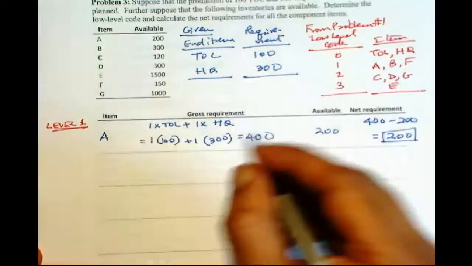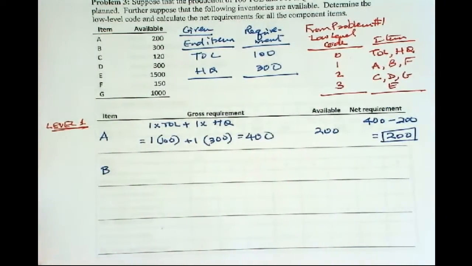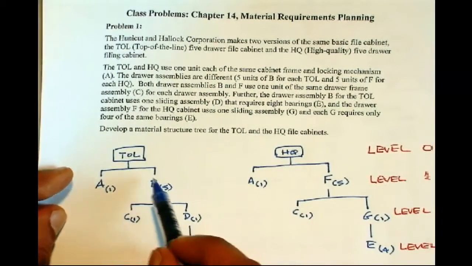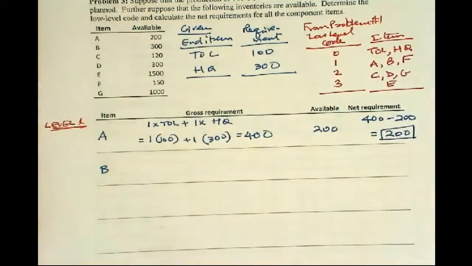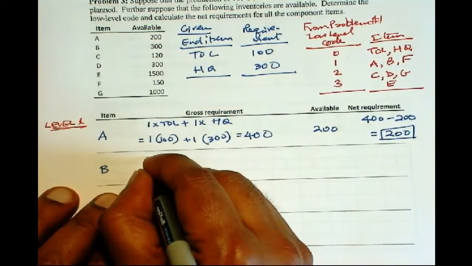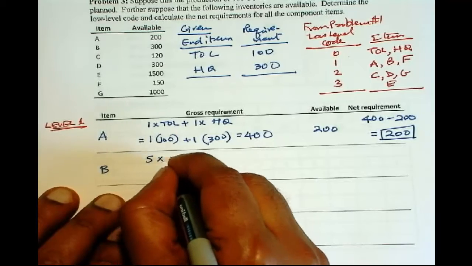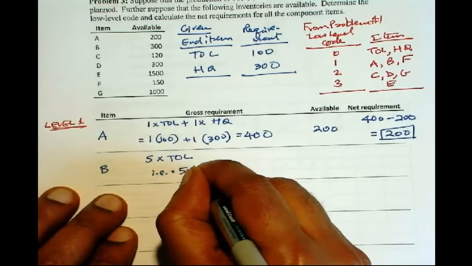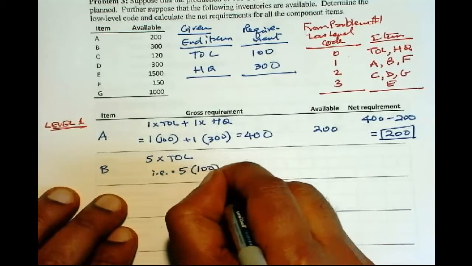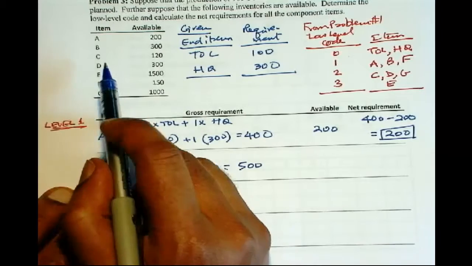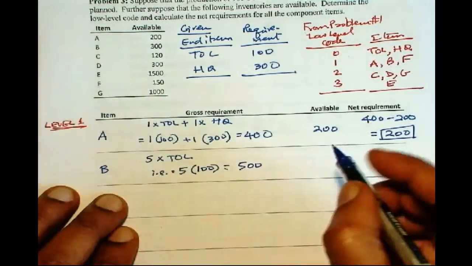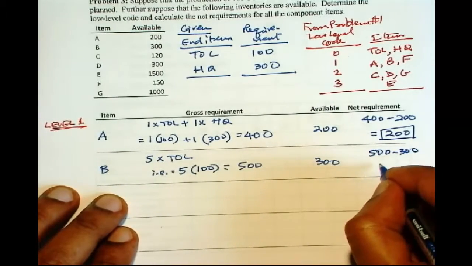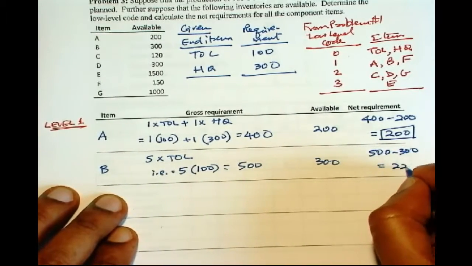Okay, now let's take B. For B, you need 5 units of B for each TOL. So the requirement is 5 times TOL, and that is equal to 5 times 100 equal to 500, and we have 300 available. So 500 minus 300 is 200.